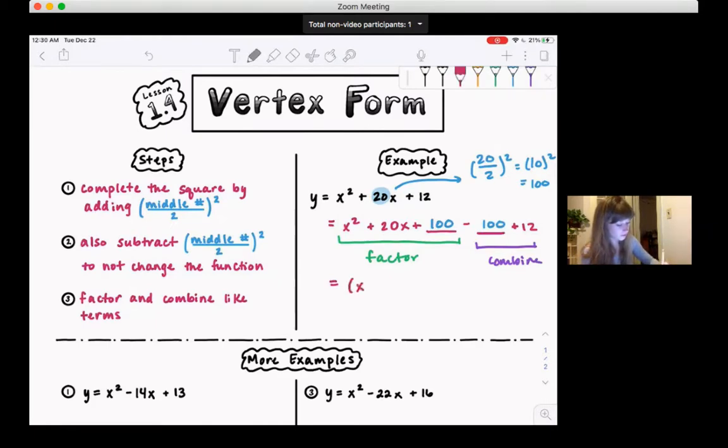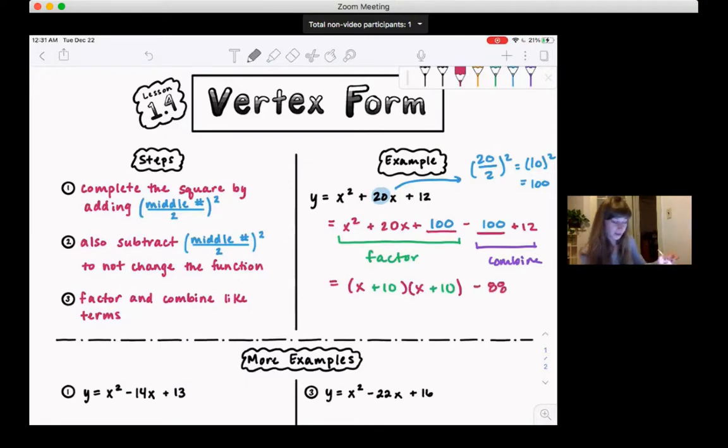So this would factor to x plus 10 times x plus 10. If you don't remember that, you can factor it just like normal, just like we were doing in our last lesson. Okay, and then minus 100 plus 12, that's minus 88.